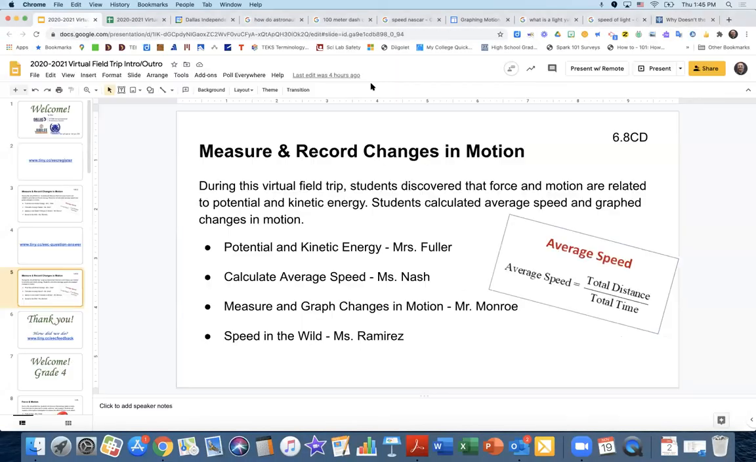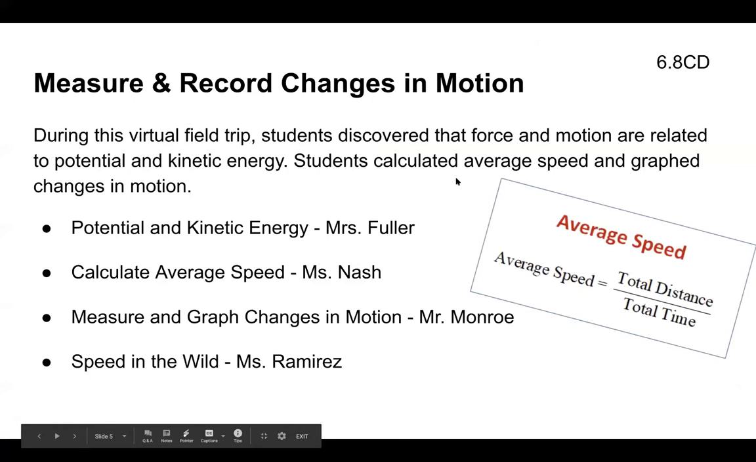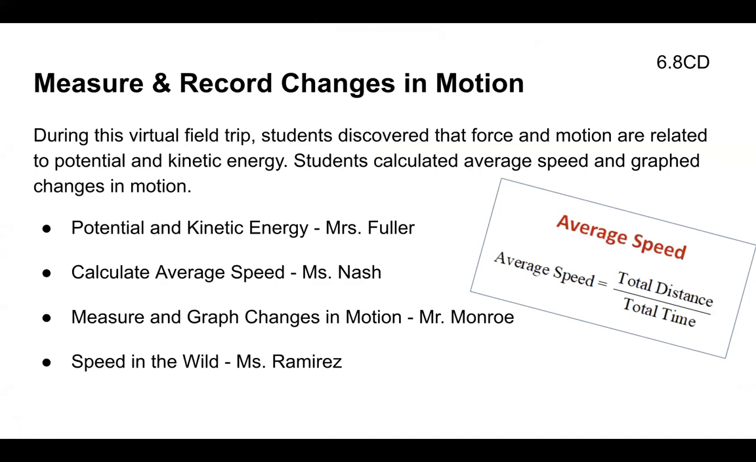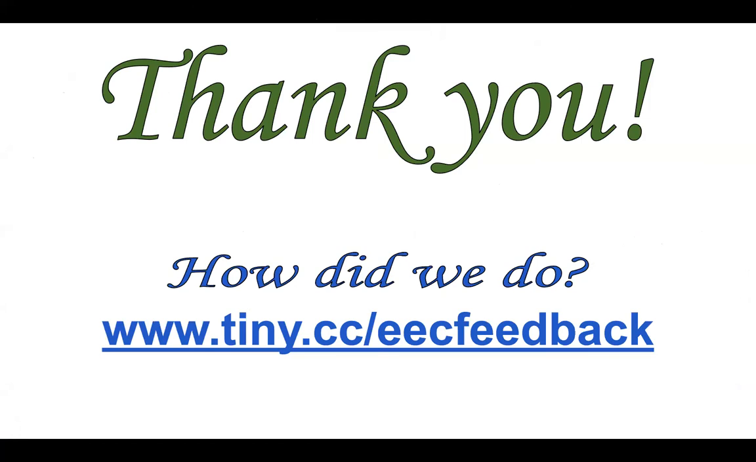All right, I'm going to share my screen here real quick, and we're going to do a quick recap of what we did today. So today we measured and recorded changes in motion. During this virtual field trip, students discovered that force and motion are related to potential and kinetic energy. Students calculated average speed and graphed changes in motion. So we started off by exploring potential and kinetic energy with Mrs. Fuller. Then we calculated average speed with Ms. Nash. Third, we measured and graphed changes in motion with Mr. Monroe. And we just saw the speed of some different animals with Ms. Ramirez.